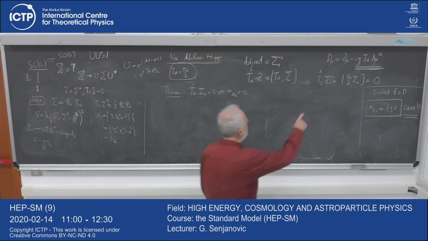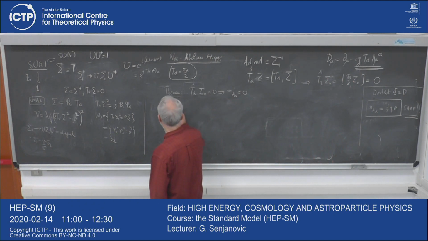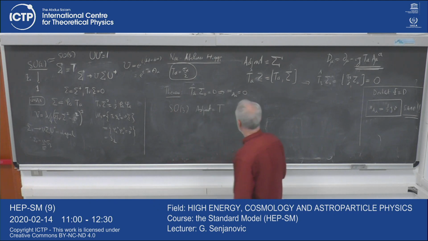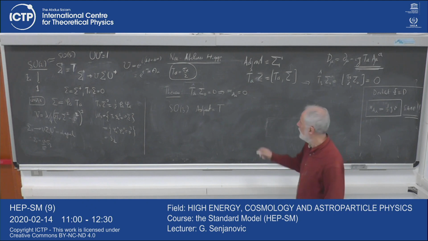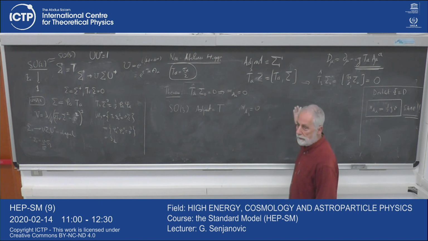So in this case, tell me what will happen. So now going back to my SO3 adjoint, now the triplet. What should I get? How many massless gauge bosons? One. Call it MA3. What about the other two guys? They will be massive. You check that.